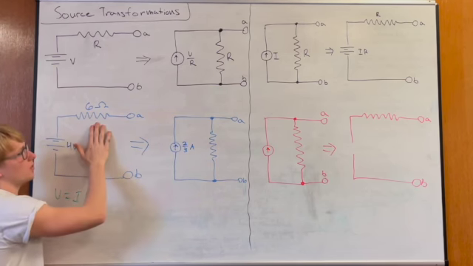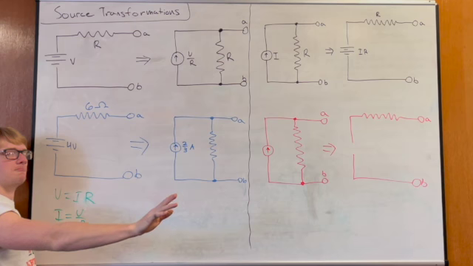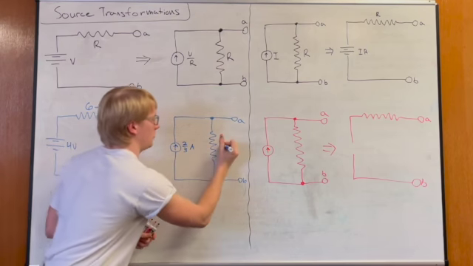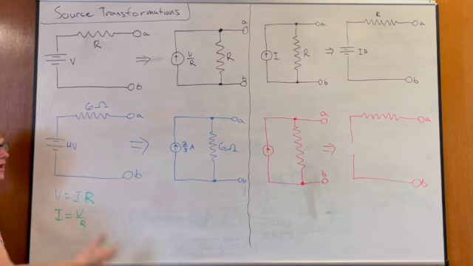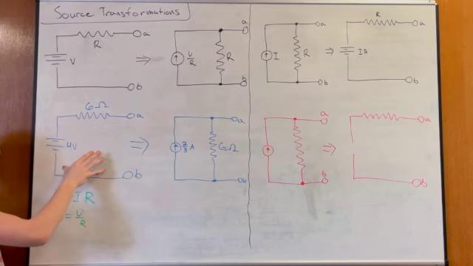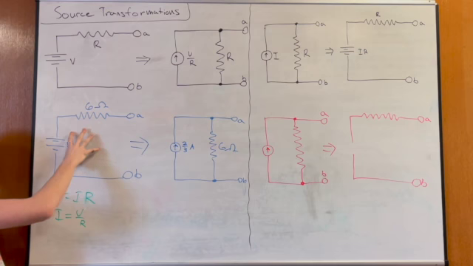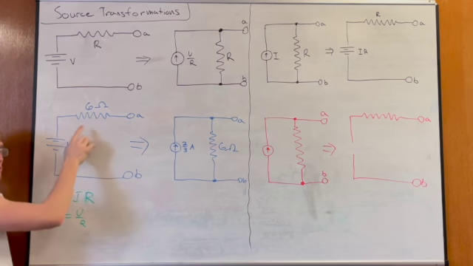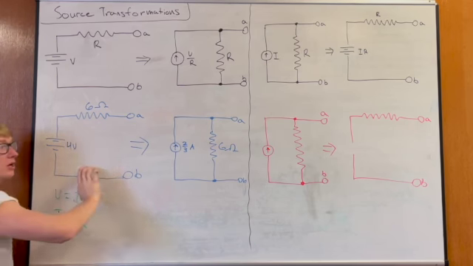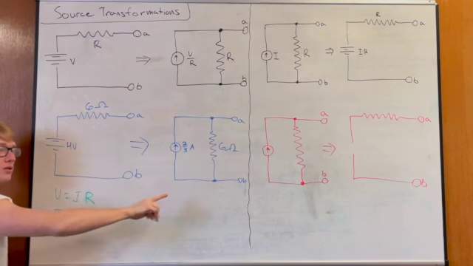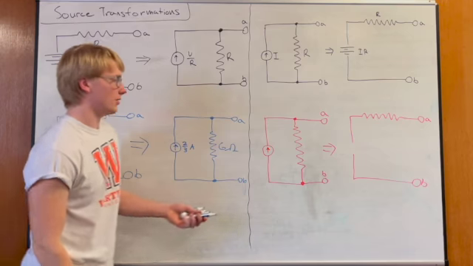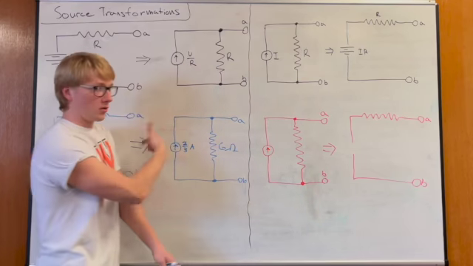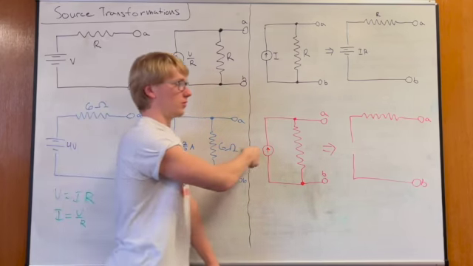And so this resistor stays the same. That's just copied over. All right, so that is how, it's pretty simple. That's how you transform this voltage source in series with a resistor to a current source in parallel with a resistor. And so now we're going to go the other way. We're going to do a current source into a voltage source.